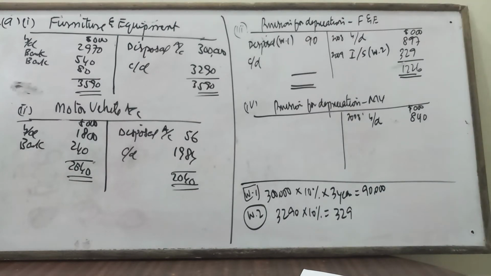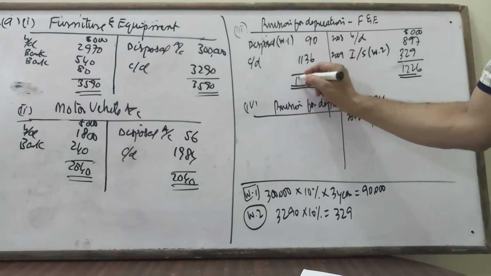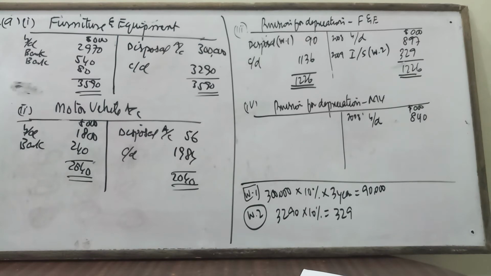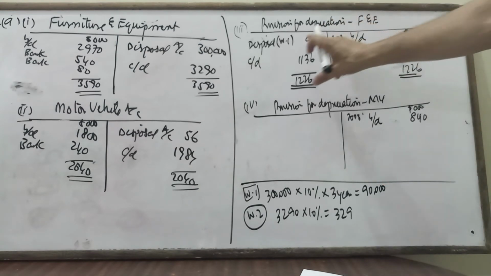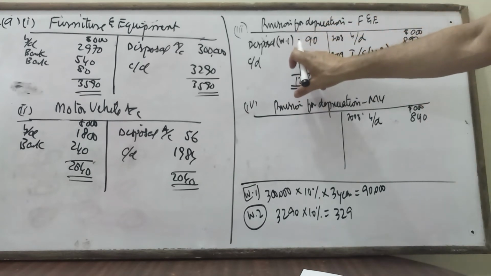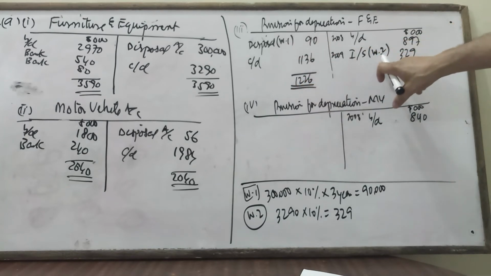1226 minus 90 equals 1136. This is the disposal account of furniture and equipment. Similarly, you can make a disposal account. This is the provision for depreciation account of furniture and equipment. So working number one for depreciation calculation, 90,000 for assets sold for 3 years, and this is the depreciation charge in the income statement.